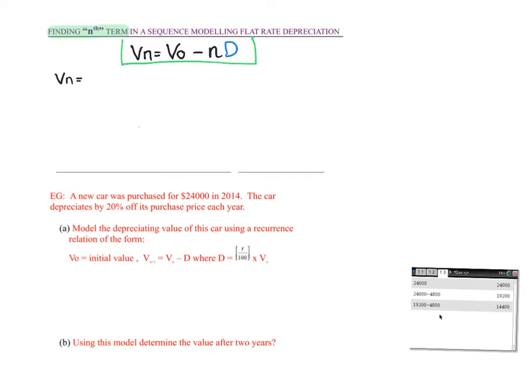So Vn is the value of the asset after n periods. So it could be yearly, could be monthly, whatever. Okay, and V0 is always your initial value.